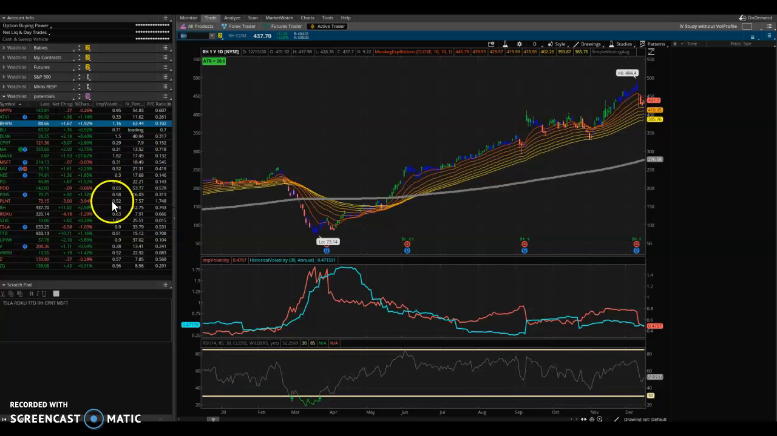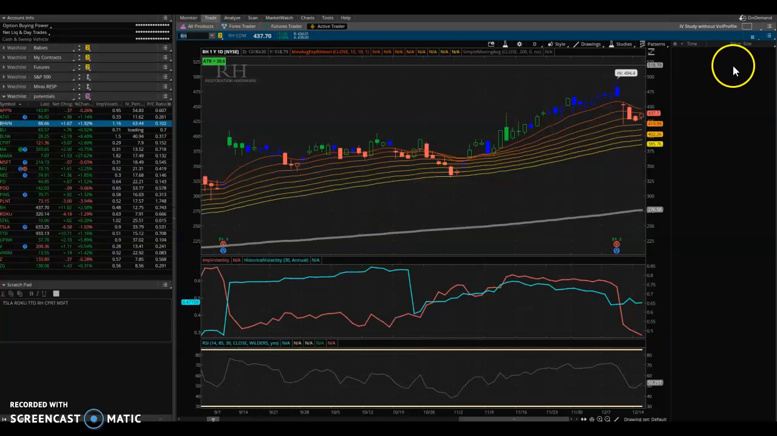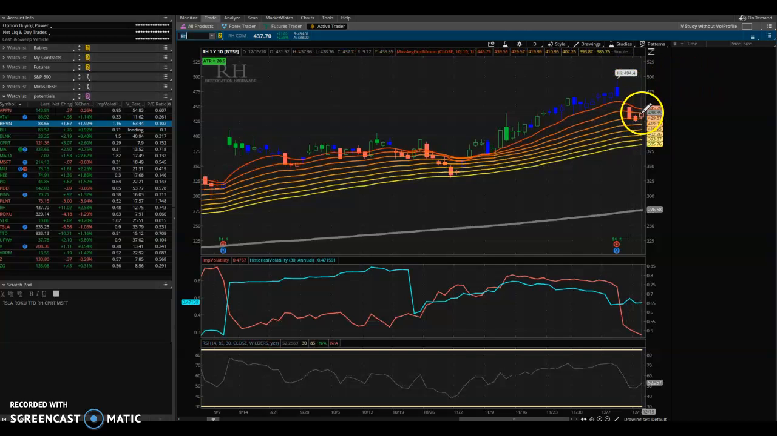Restoration Hardware, 48% IV, 13th IV percentile. Options are cheap right now. The stock has pulled back. You can see it's made an Elder switch from blue to red. So you would definitely want to see some stabilization first. There is a little bit of a gap there that needs to be filled.